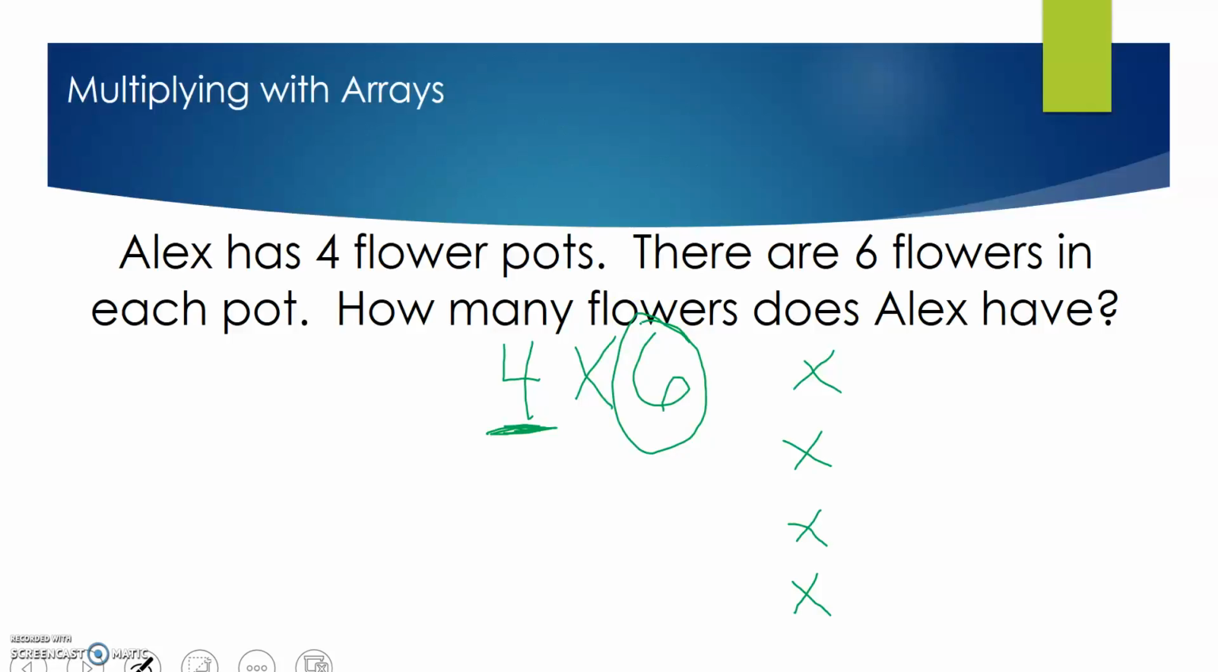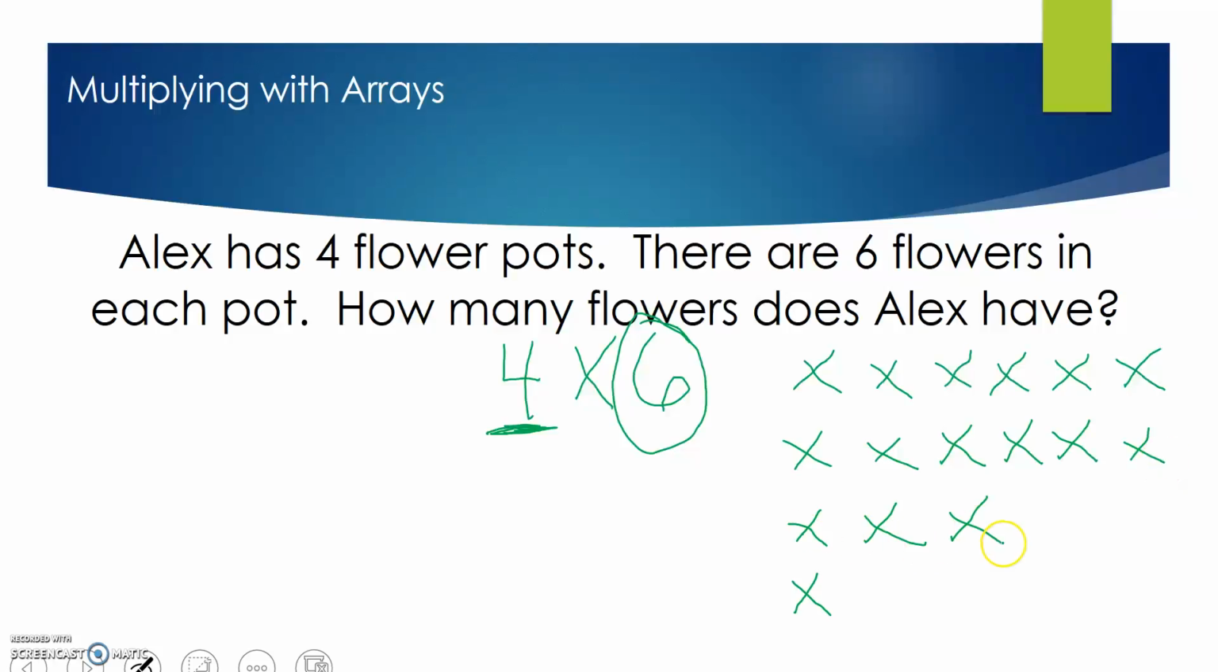So I've already got 1, 2, 3, 4, 5, 6. 1, 2, 3, 4, 5, 6. 1, 2, 3, 4, 5, 6. 1, 2, 3, 4, 5, 6. This way I'm not going to have a row that doesn't have enough, because I would be able to see if I forgot to put any in.